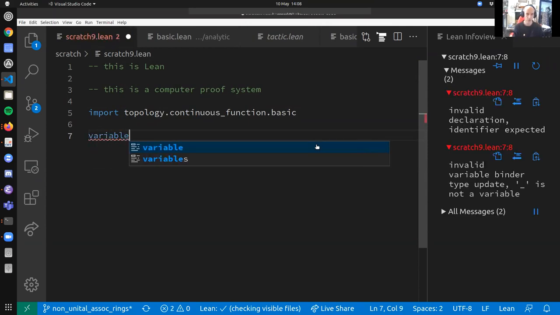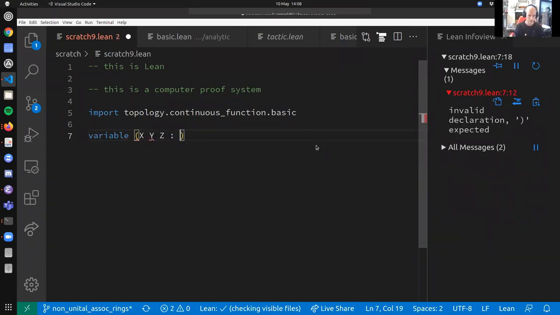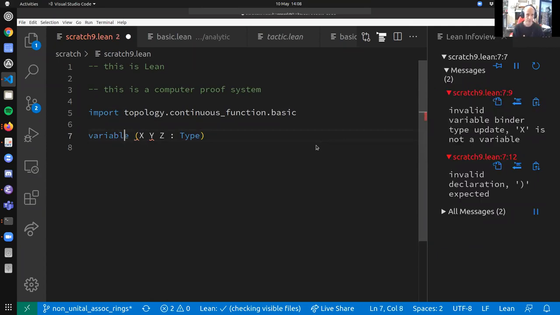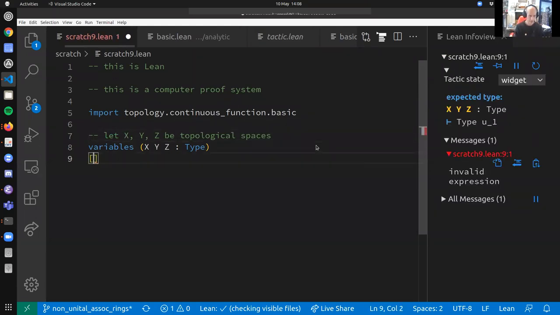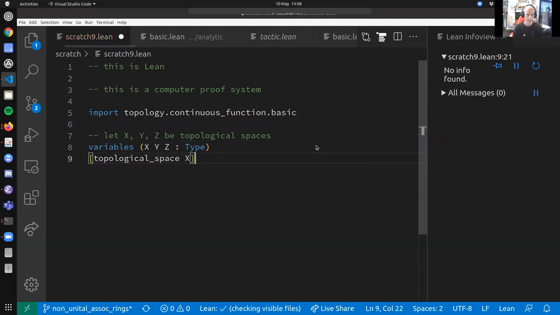So what's a topological space? It's a set with a topological space structure. Let's make some topological spaces. This is type theory, not set theory. So I'm going to write: let X, Y, and Z be topological spaces. I'm going to write that in this funny language: topological space X.